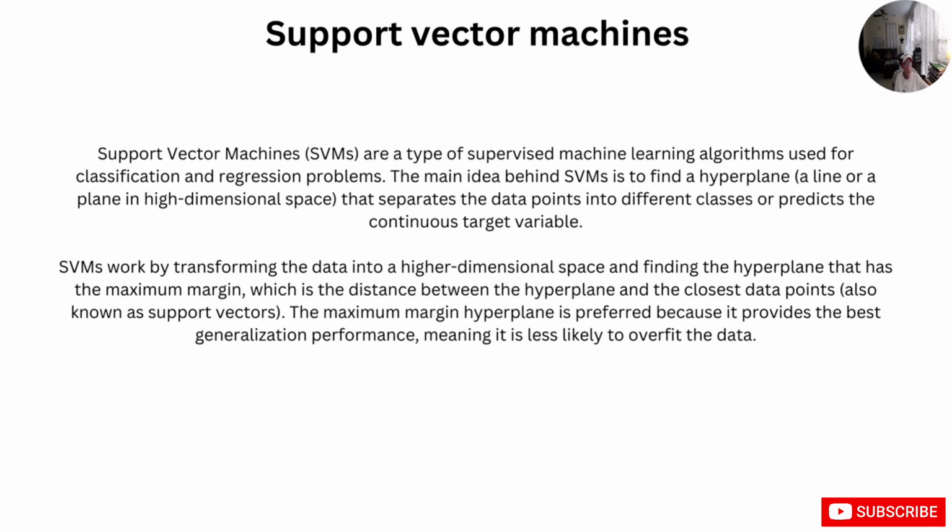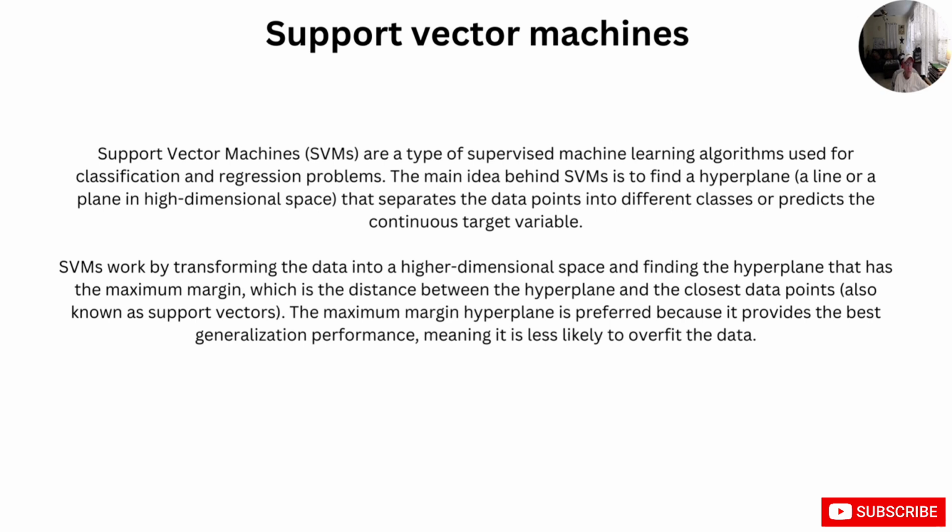Support vector machines. Support vector machines are a type of supervised machine learning algorithm used for classification and regression problems. The main idea behind SVM is to find a hyperplane, a line or a plane in high dimensional space that separates the data points into different classes or predicts the continuous target variable.